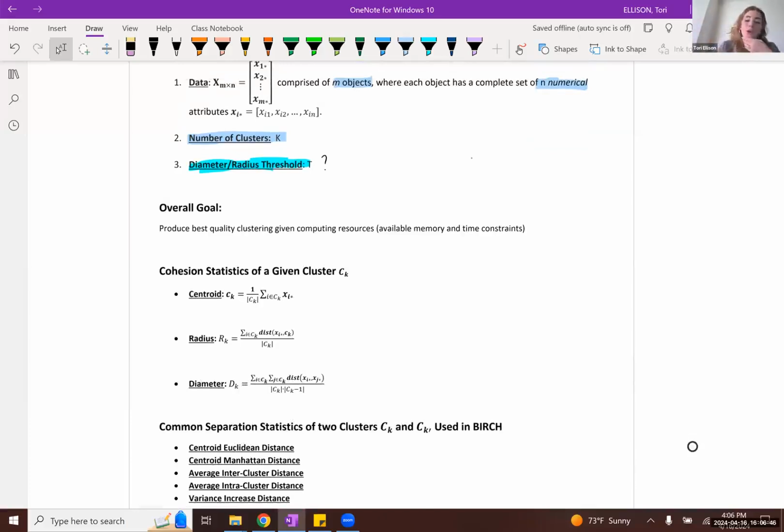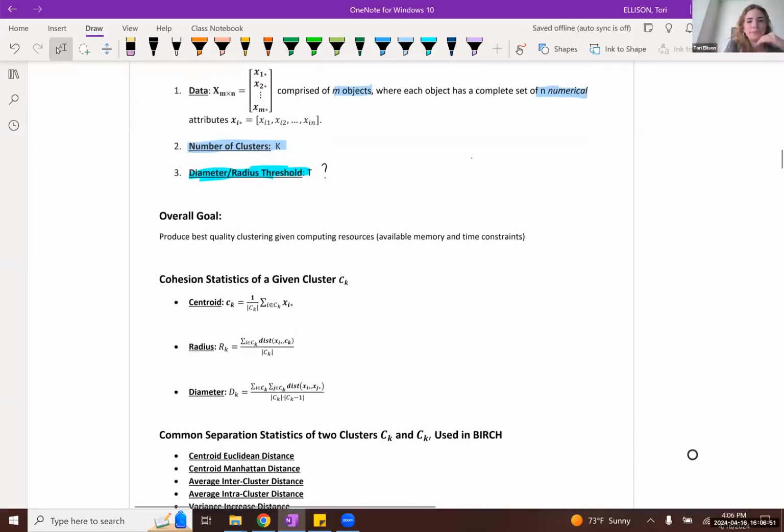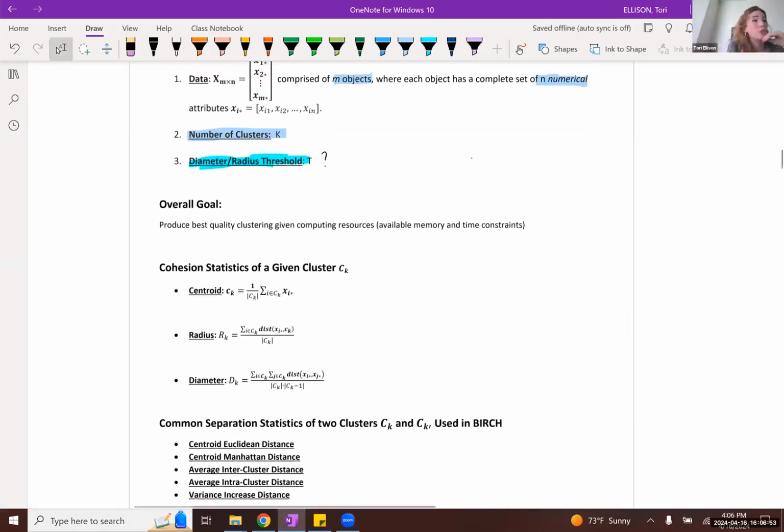Okay, so there are actually 2 ways that you could go about measuring the cohesion of a given cluster. You can either use the radius of a given cluster, or you can use the diameter of a given cluster. In the example that I'm going to use in the lecture notes, I'll use the diameter, but basically Python uses the radius. So scikit-learn Birch uses radius.